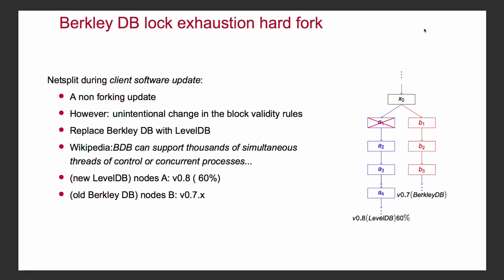And what was the change? Well, the only goal was to replace the Berkeley database with the LevelDB database. Berkeley database was a database that was used early on by Satoshi, and it supports thousands of simultaneous threads, and it's good in multi-threaded access to the database, but it had some problems, so the community decided to swap out this database and move on to LevelDB. After the update happened, about 60% of the nodes accepted the change and used LevelDB in their Bitcoin clients, and about 40% of the nodes remained on the old version and used Berkeley DB.